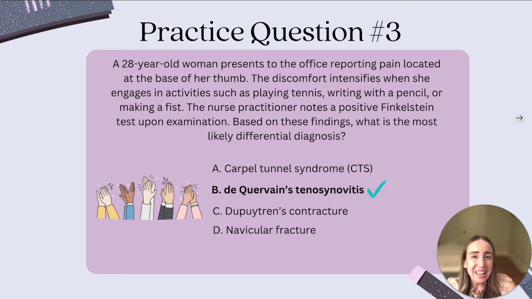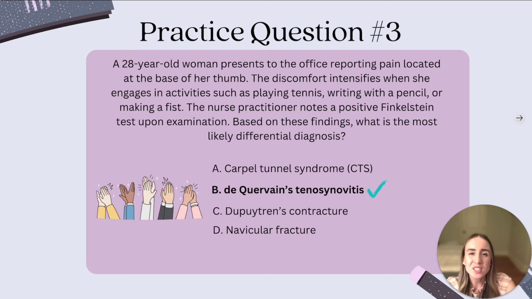So let's take a look at option A, carpal tunnel syndrome. This condition is caused by a pinched nerve in the wrist. Symptoms of this condition include numbness and tingling in the hand as it affects which nerve? The median nerve, which passes through the carpal tunnel in the wrist. Remember, with carpal tunnel syndrome, the patient will have a positive Tinel's test or Phalen's test, not a positive Finkelstein test. So we are able to rule this option out.